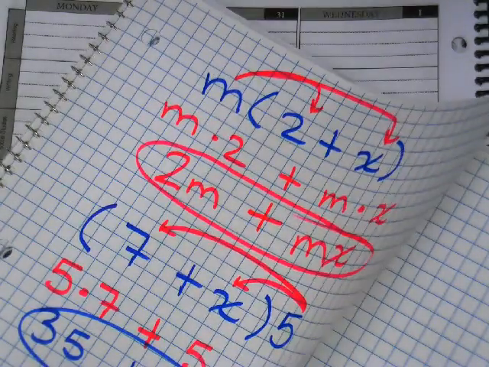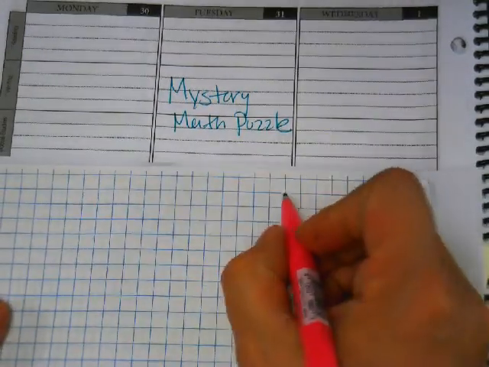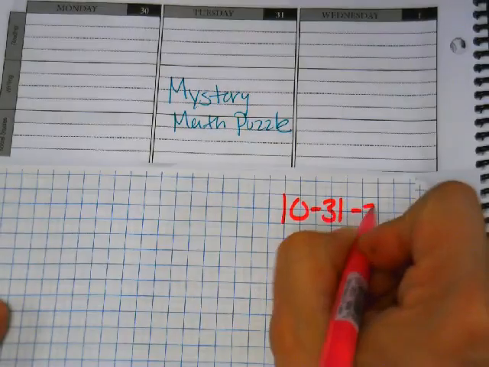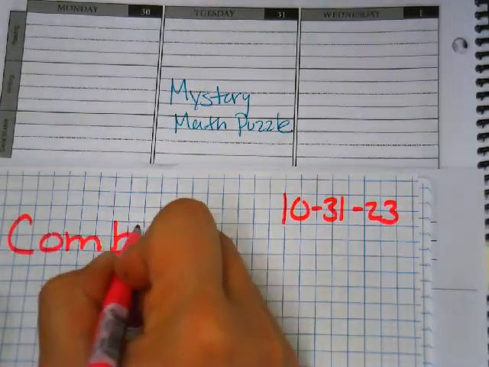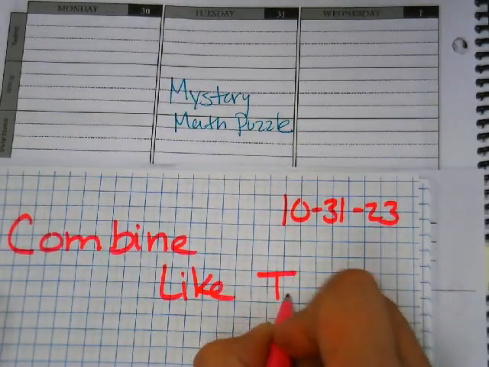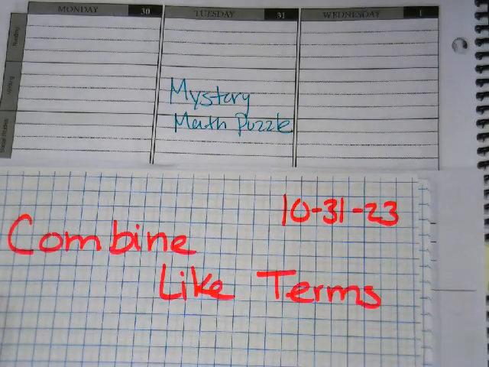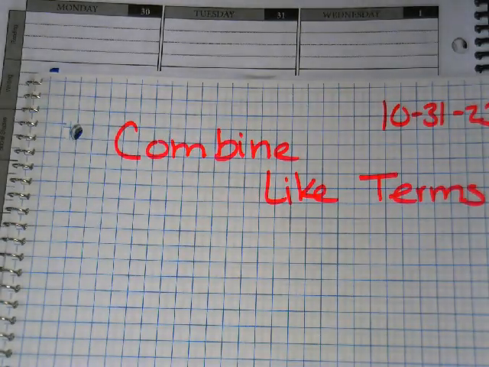Today's date, 10/31. And title: Combine like terms. We're combining like what? Combine like terms.